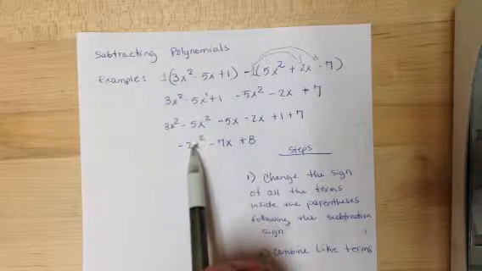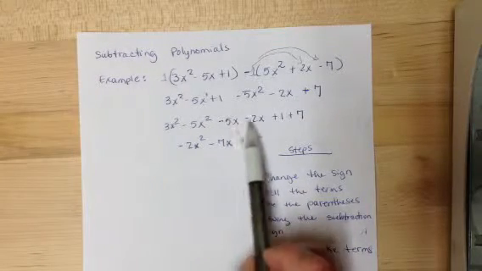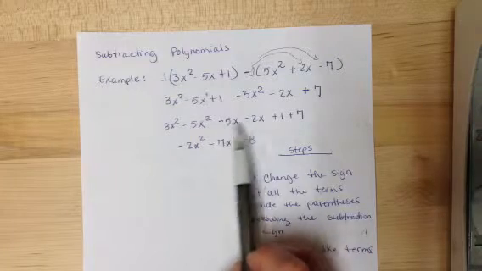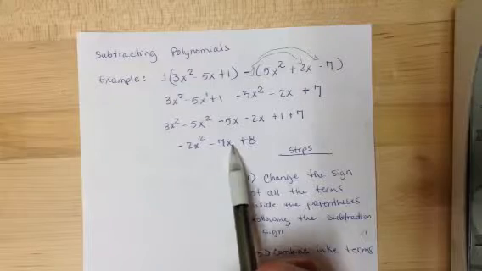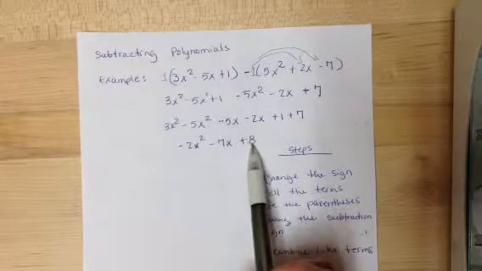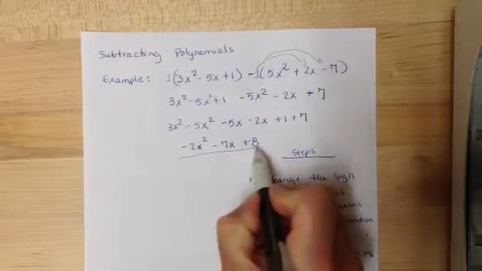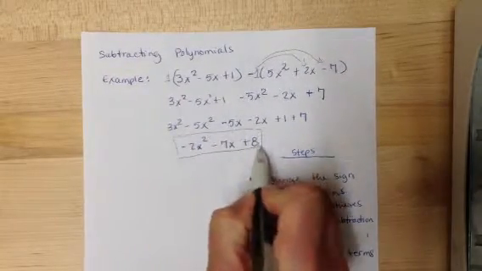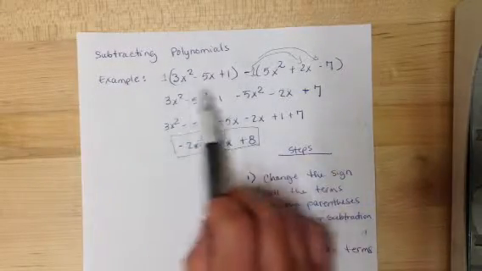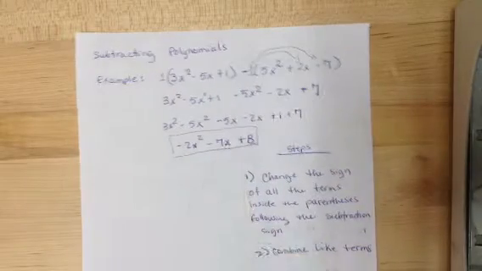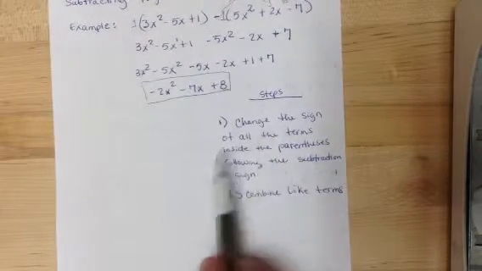3x squared minus 5x squared is negative 2x squared. Here we have two negatives, same sign, so we add and keep the sign. Minus 5 minus 2 is negative 7x. And finally, 1 plus 7 is 8. So this complicated expression simplifies to this expression. I could say I either have $1 or I have 100 pennies. I either have this expression or this equivalent expression.